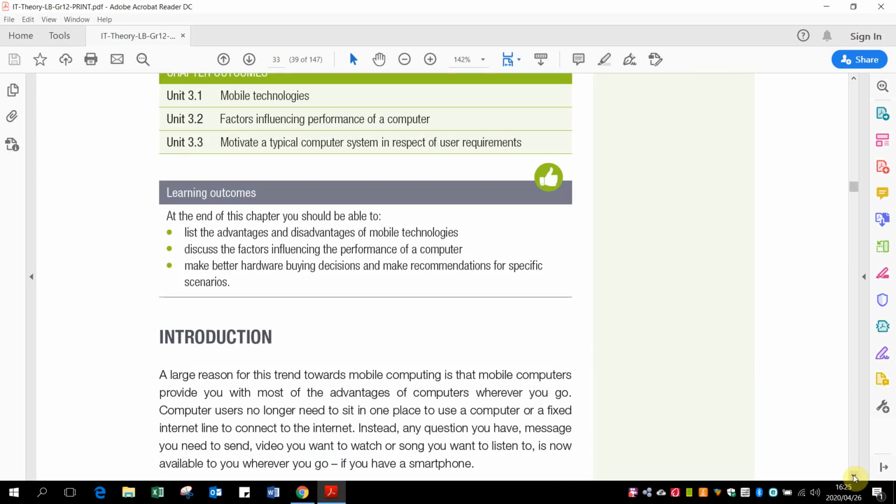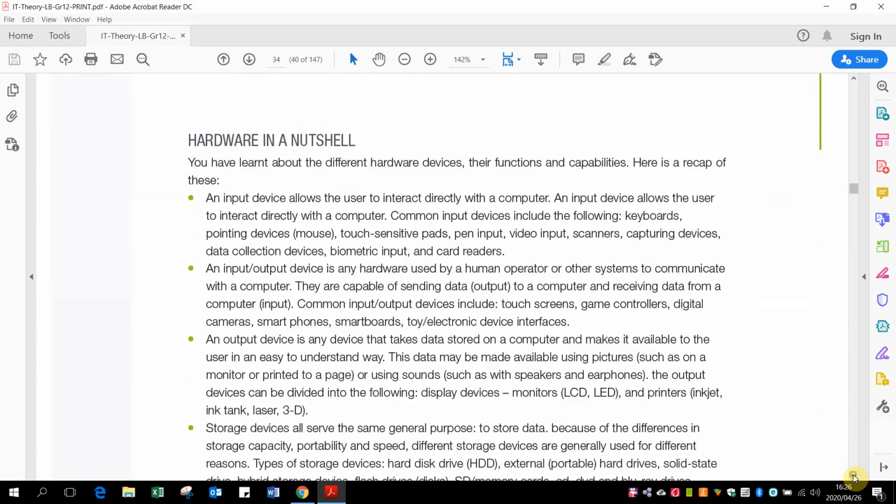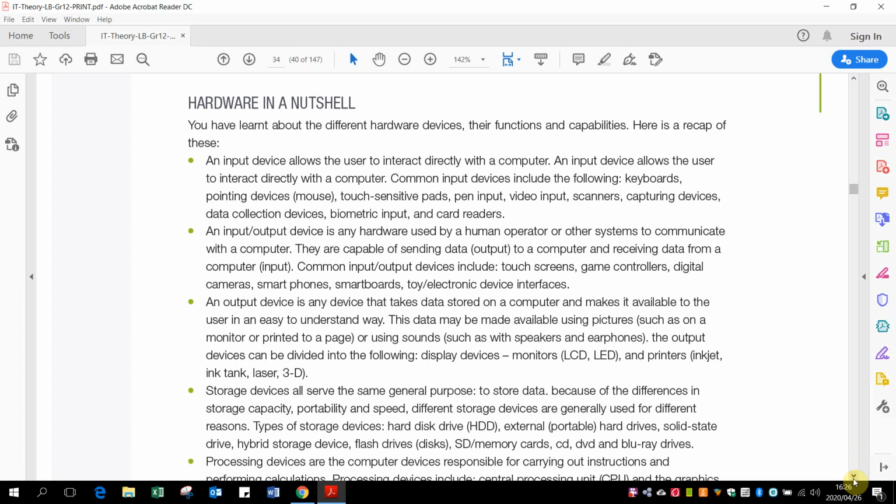So let's go see. So some revision on hardware. Hardware, there's 5 different groups of hardware we get.